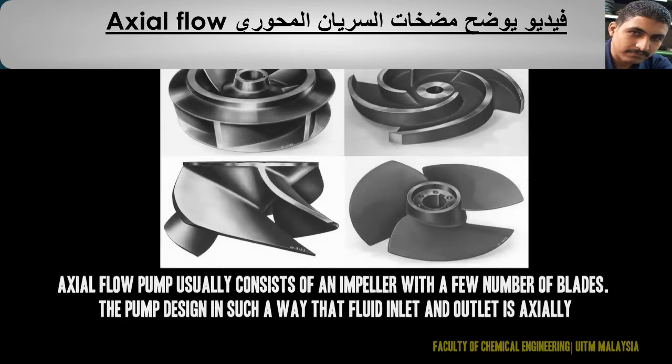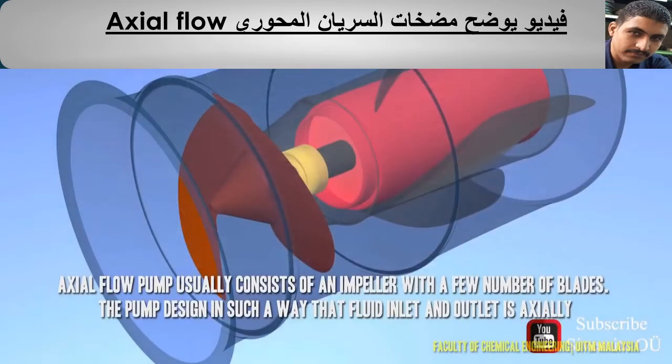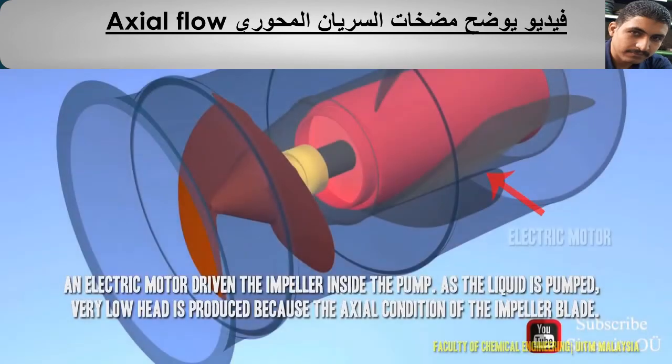An axial flow pump usually consists of an impeller with a small number of blades. The pump is designed in such a way that the fluid inlet and outlet are axial. An electric motor drives the impeller inside the pump. As the liquid is pumped, very low head is produced because of the axial orientation of the impeller blade.